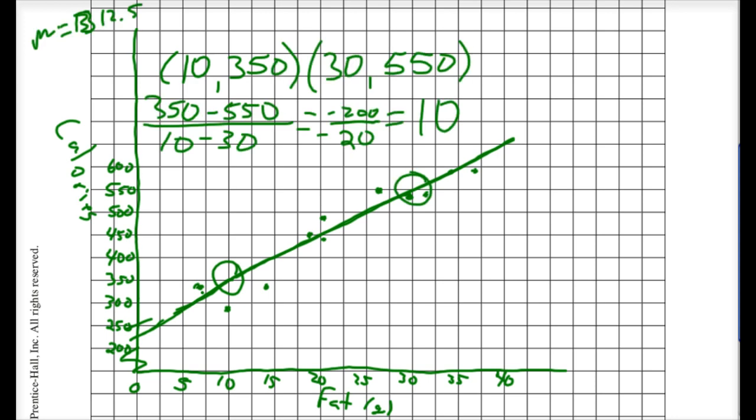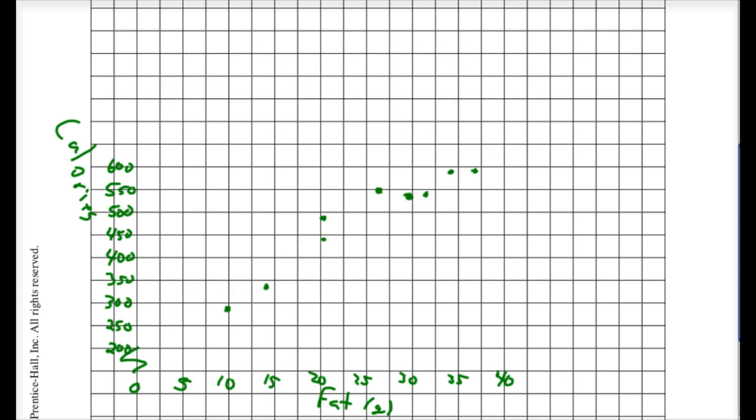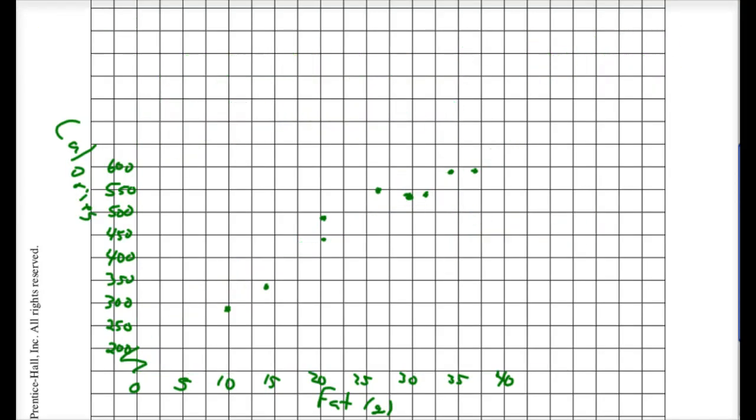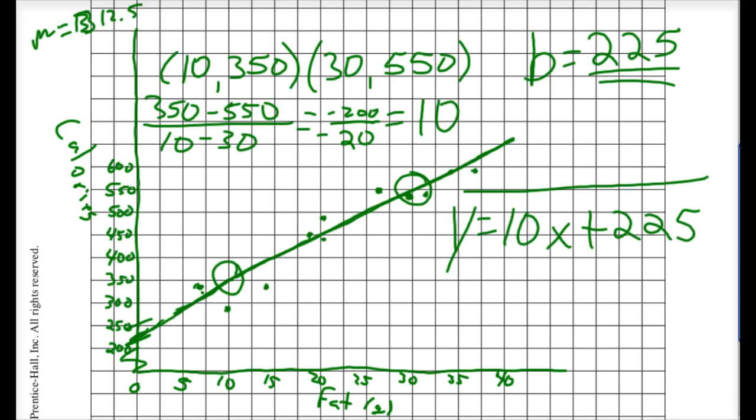So how many people got a slope close to 10? I got 10. Okay, why did you choose 250? I got, looks like 225. My b looks like about 225. It's maybe a little bit below 225, 220-ish, but it's between 200 and 250, so I'm using 225. I'm going to go y equals 10x plus 225. There's my equation. Your equation should be similar. It doesn't have to be perfect.